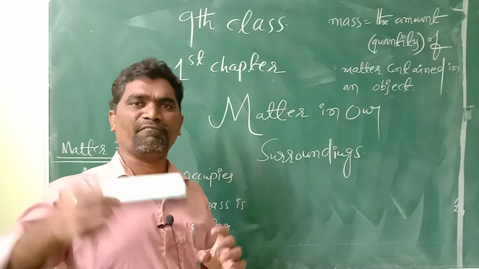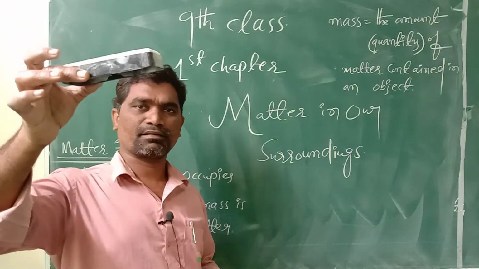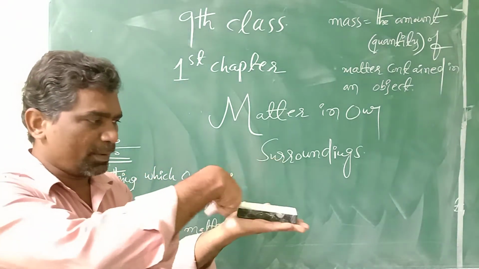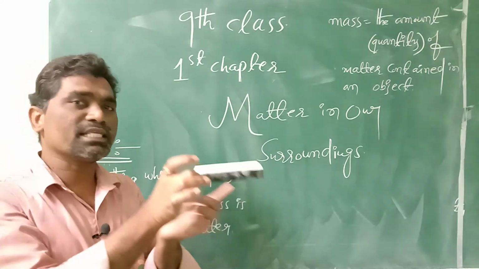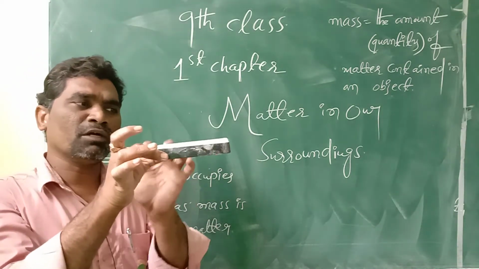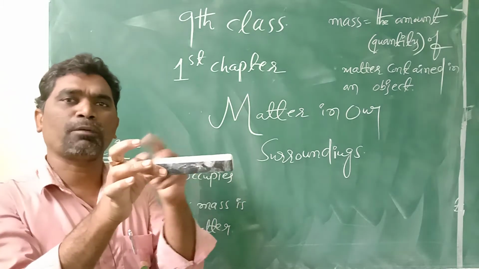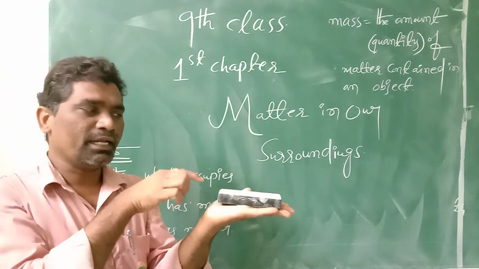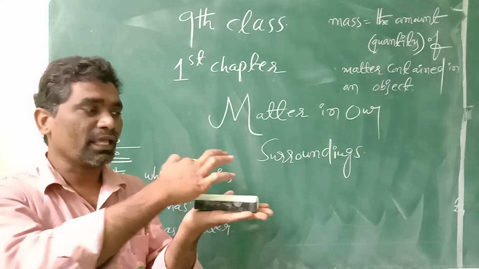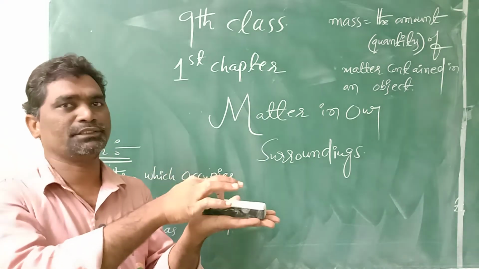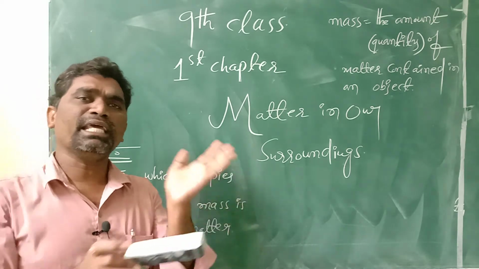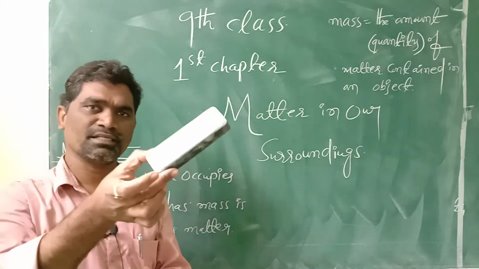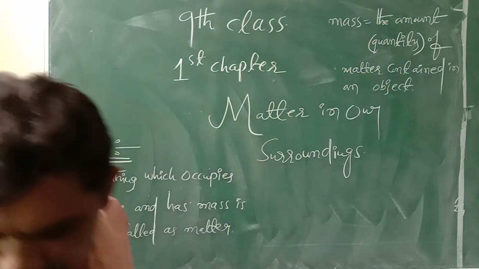Students, take this duster. If I keep the duster on my hand, it occupies some space and has some mass, meaning some amount of plastic and some amount of sponge. So anything which occupies space and has mass is called matter, and it is considered matter only.